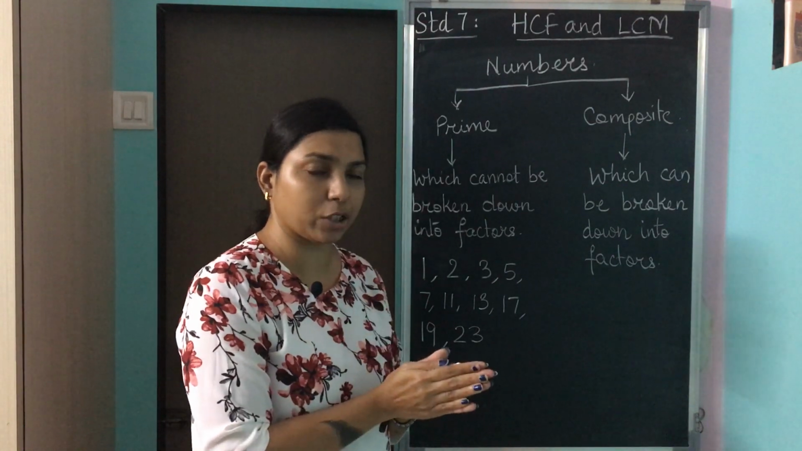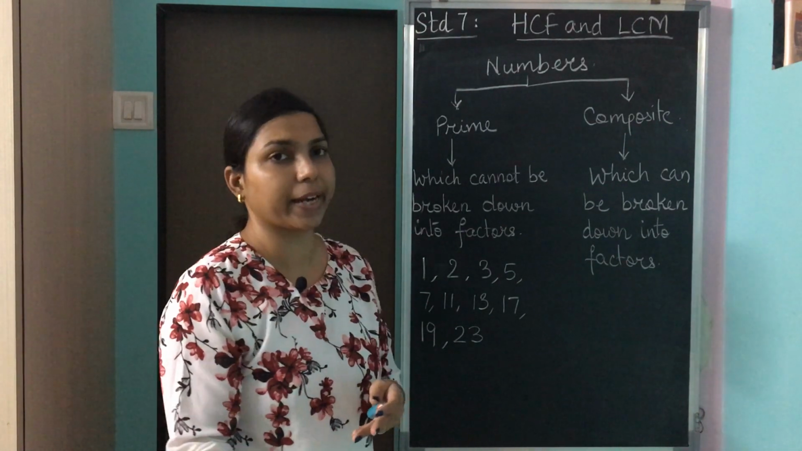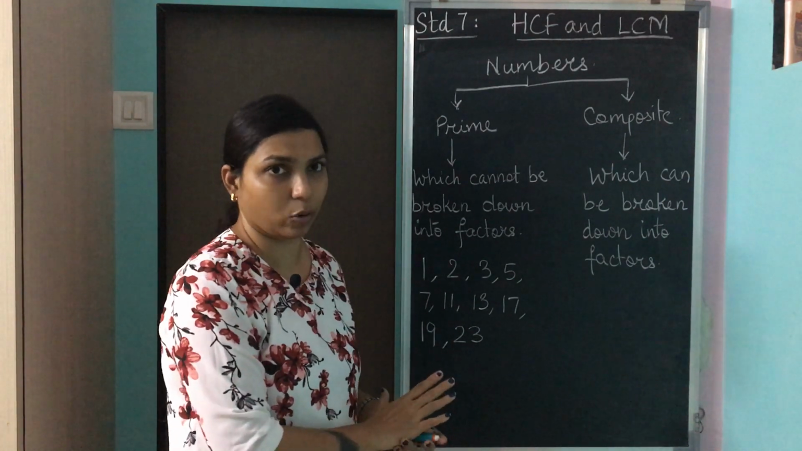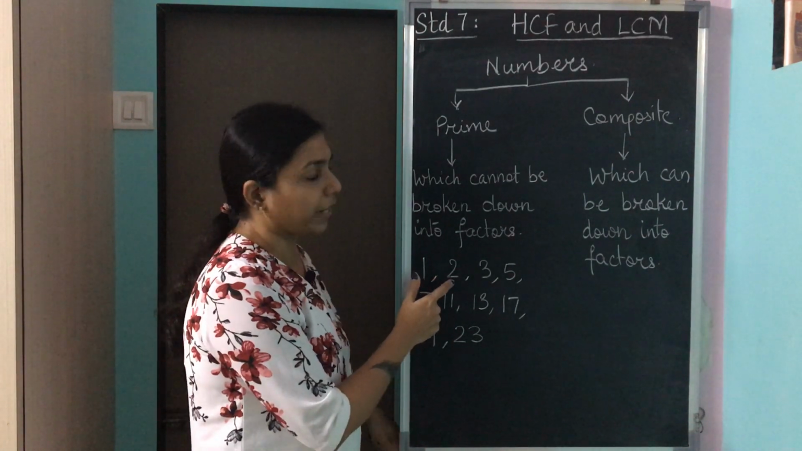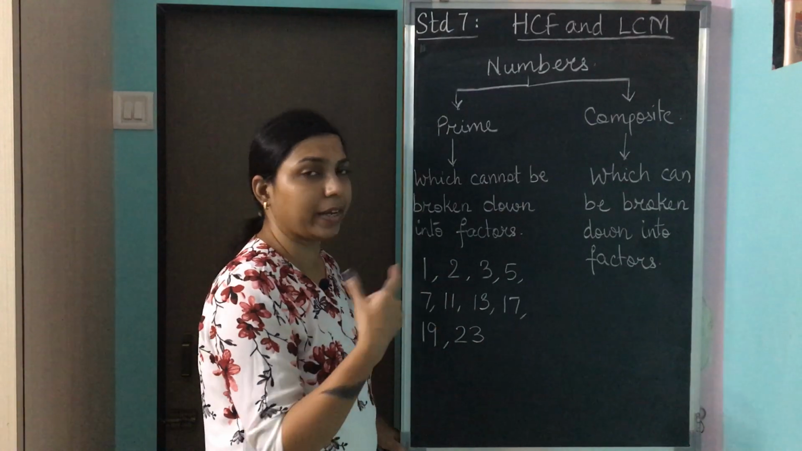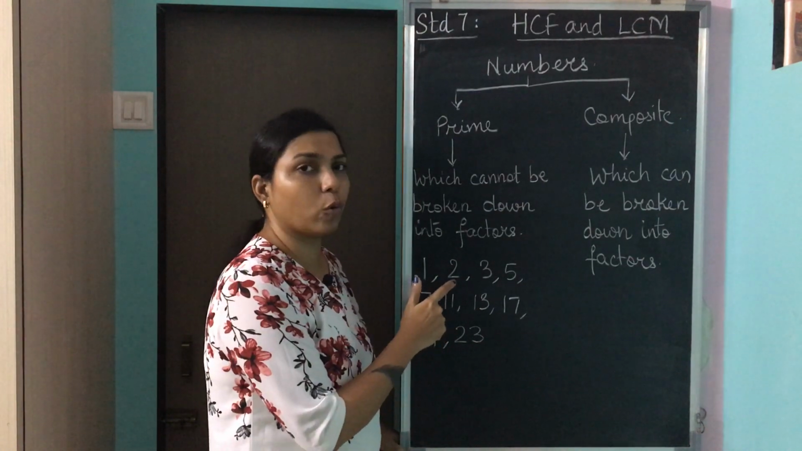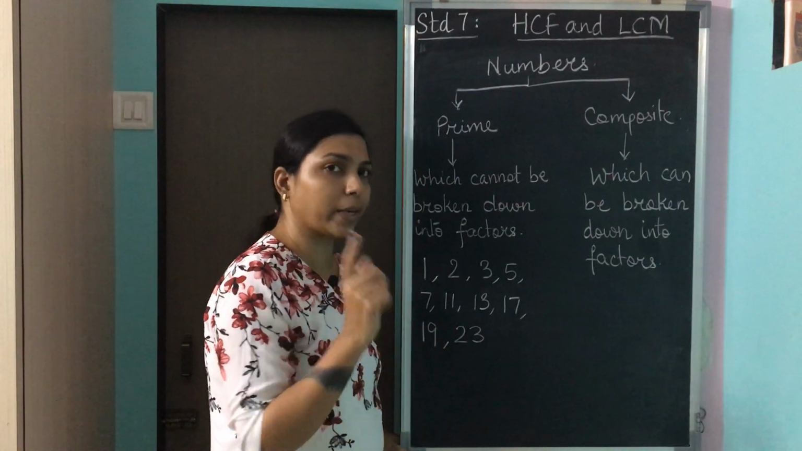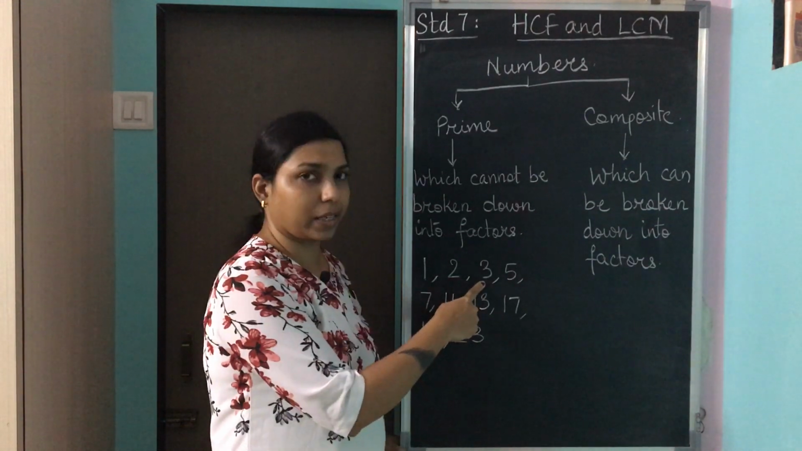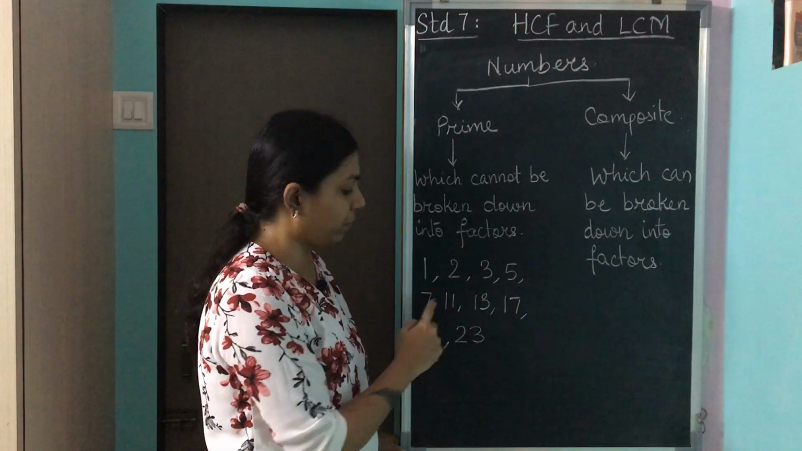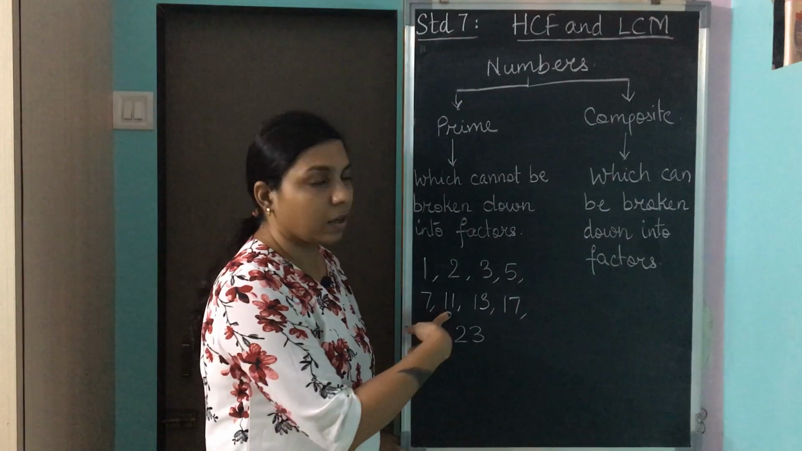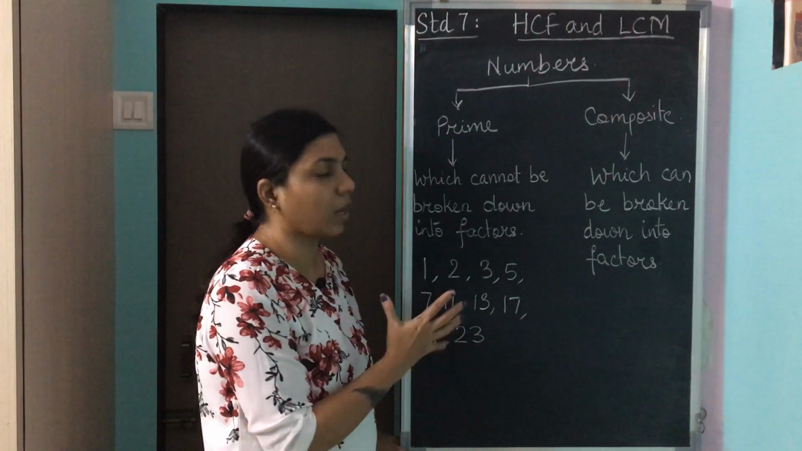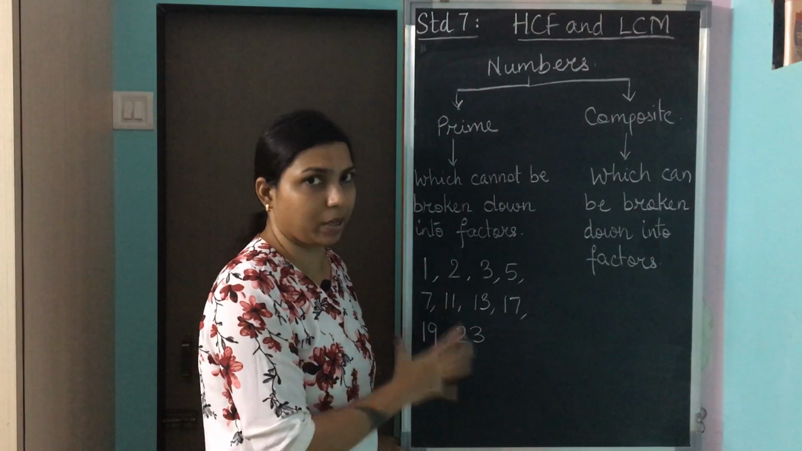Apart from its own table, it never appears in the table of any other number. Which means we cannot find it in any other table. 2 only appears in the table of 2. 2 ones are 2, 3 ones are 3, 5 ones are 5, 7 ones are 7, 11 ones are 11. So these numbers are called prime numbers.